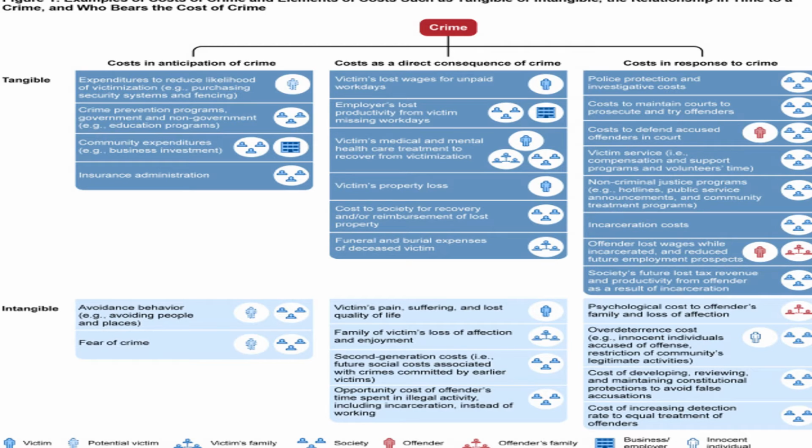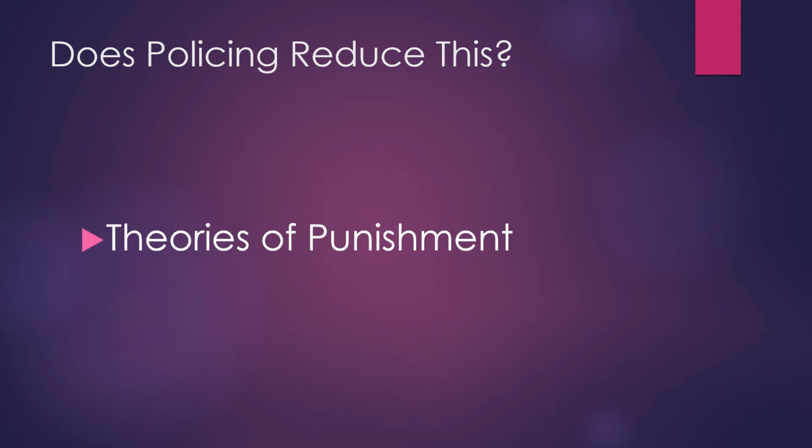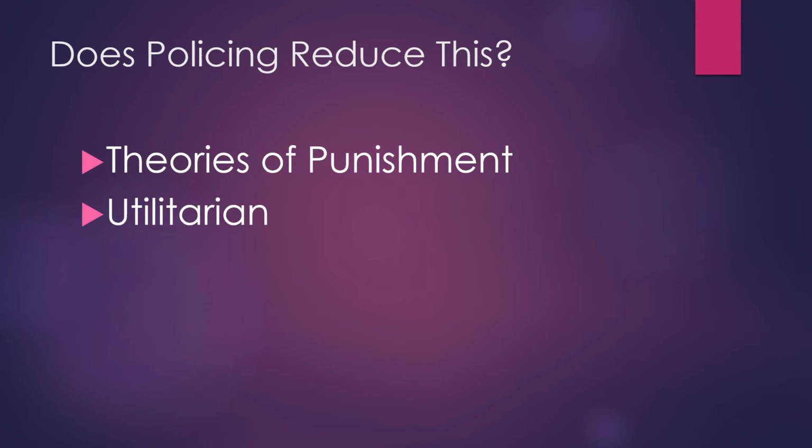So, a society without crime would definitely have a lot of extra value added to that proposition. But the question then becomes, does policing do anything to reduce this? And there are a couple of theories of punishment. The main one we're going to talk about here is the utilitarian one.